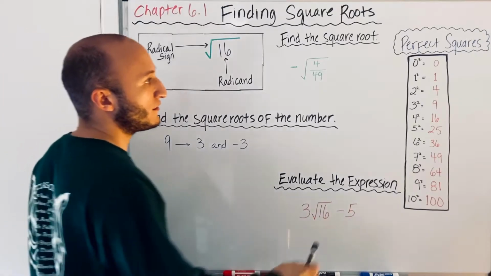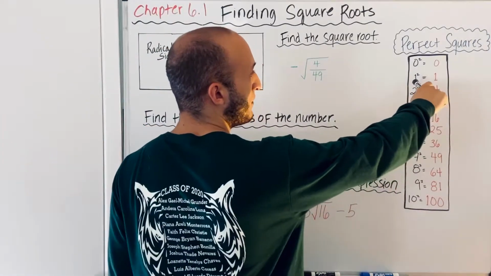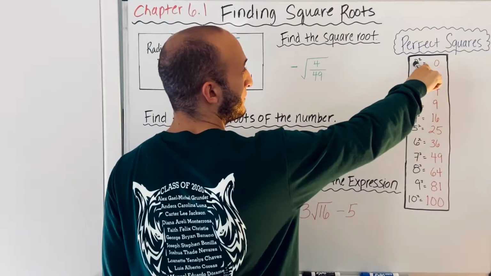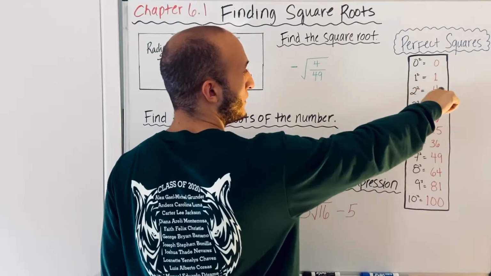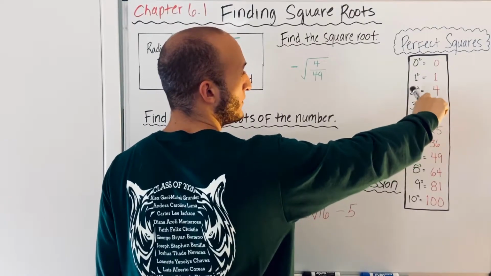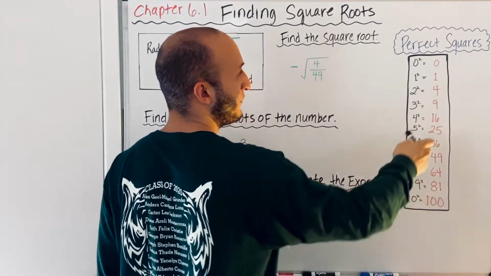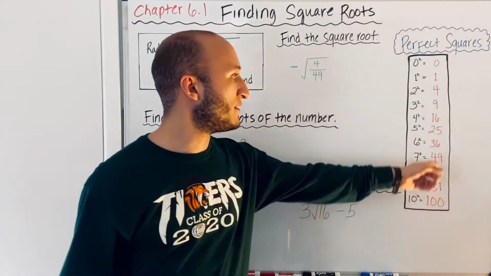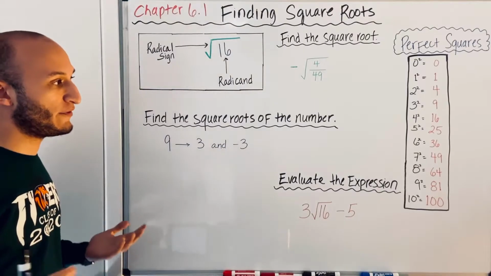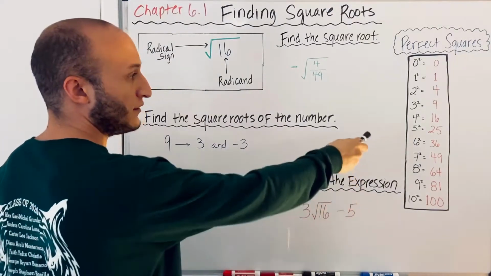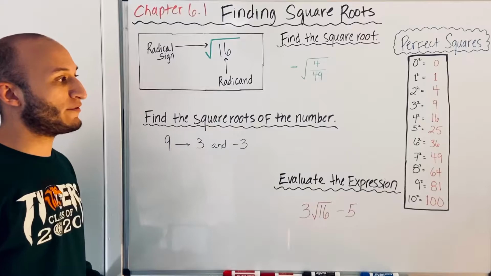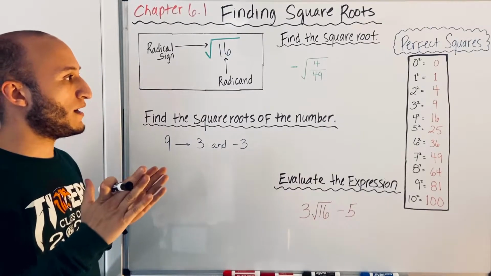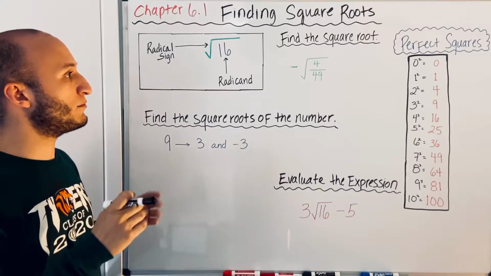But perfect squares is any number multiplied by itself. So 0 times 0 is 0, 1 times 1 is 1, 2 times 2 is 4, 3 times 3 is 9. So my perfect squares would be the red. So if you see any of these numbers and they ask you, is this a perfect square? Yes. Let's say, is 64 a perfect square? Yes, because 8 times 8. I multiplied by the same number.